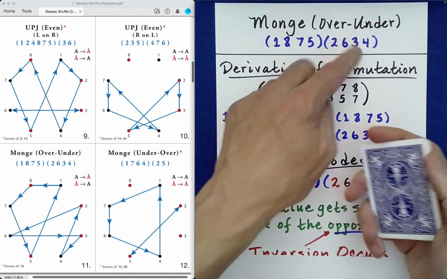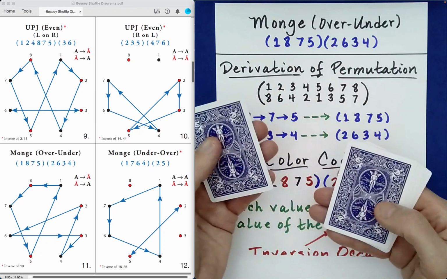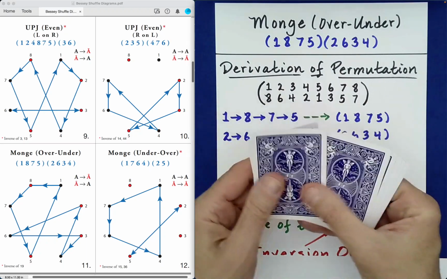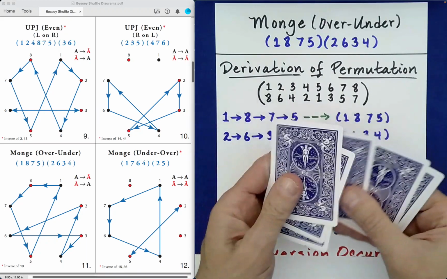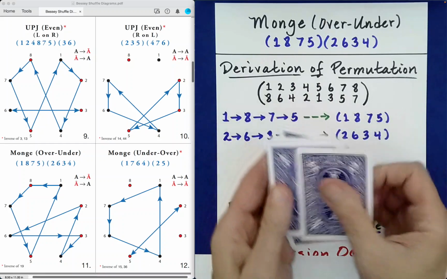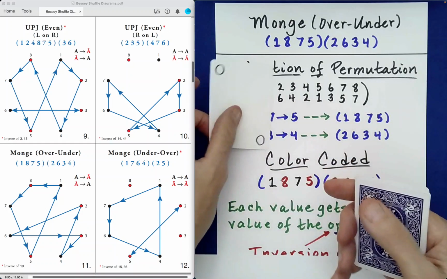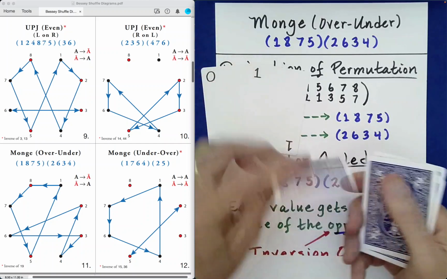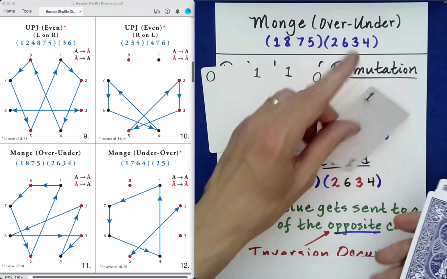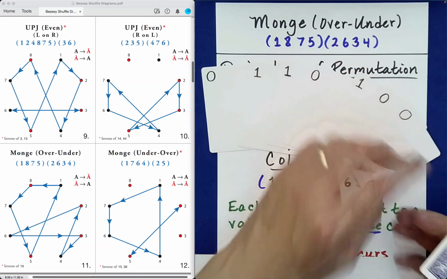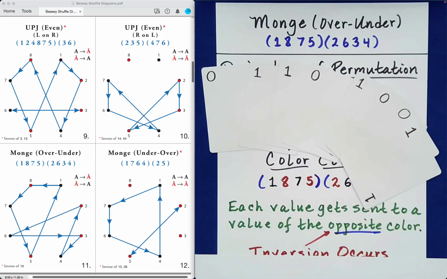So a mange over under, you push over the top card. The next one goes over, under, over, under, over, under, over. Okay, so has inversion occurred? Well, it looks like it has. We had 1, 0, 0, 1, 0, 1, 1, 0. Now we have 0, 1, 1, 0, 1, 0, 0, 1.